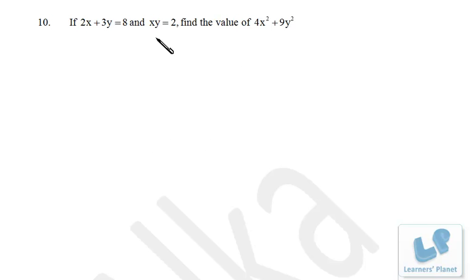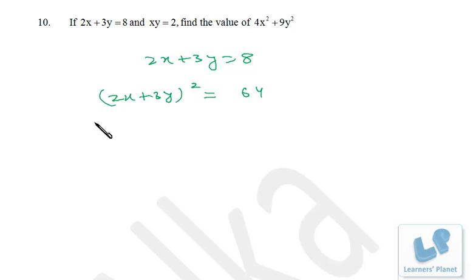In this question, we have to find the value of 4x² + 9y². Observe: 4x² is the square of 2x, and 9y² is the square of 3y. So take the expression 2x + 3y = 8 and square both sides. (2x + 3y)² = 8², that is 64.